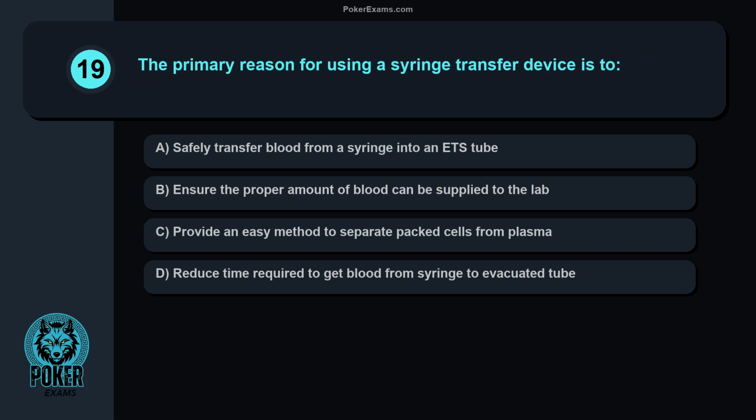Question 19. The primary reason for using a syringe transfer device is to safely transfer blood from a syringe into an ETS tube. Ensure the proper amount of blood can be supplied to the lab. Provide an easy method to separate packed cells from plasma. Reduce time required to get blood from syringe to evacuated tube.